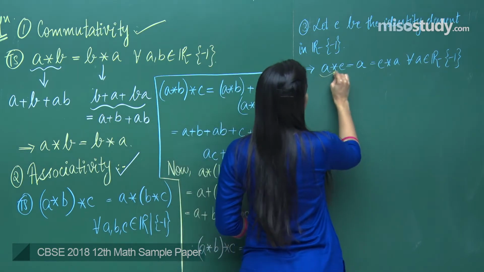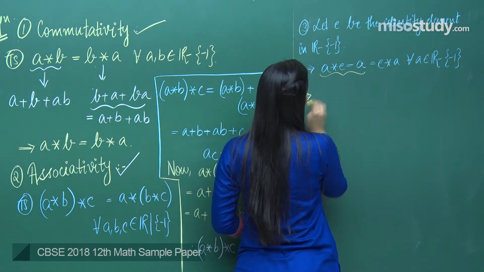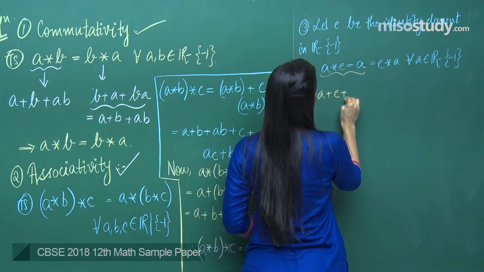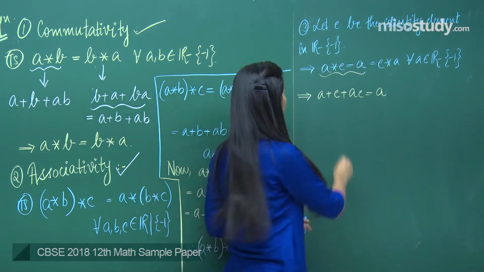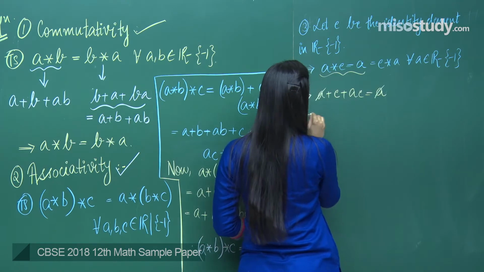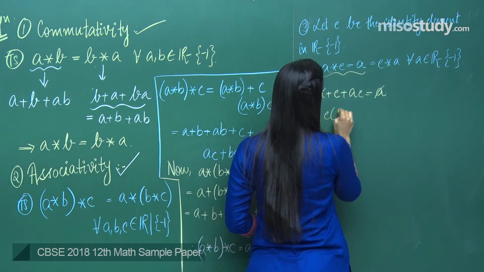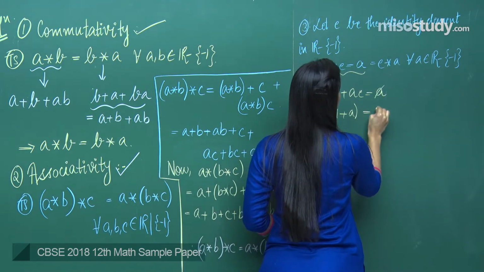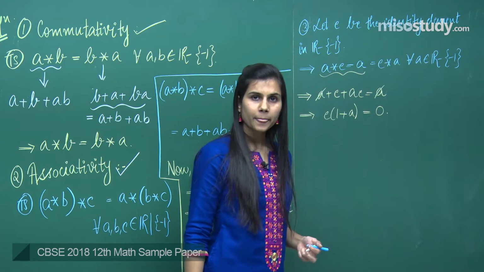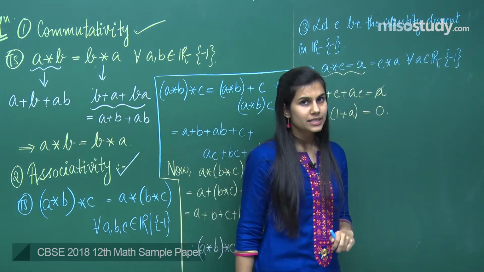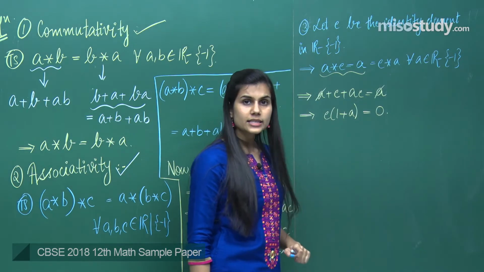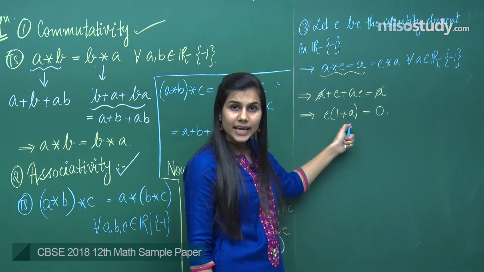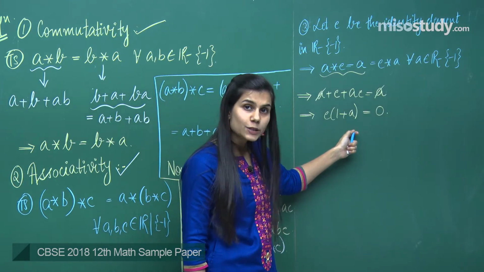Now what is A star E? Consider this section. So A star E is A plus E plus AE. This A gets cancelled. You get E times 1 plus A is 0. Now if the product of two real numbers is 0, either this is 0 or this is 0. But if 1 plus A is 0, that means A is minus 1.